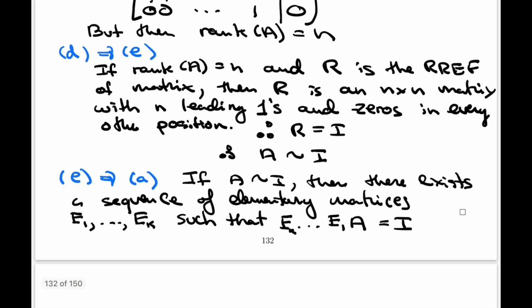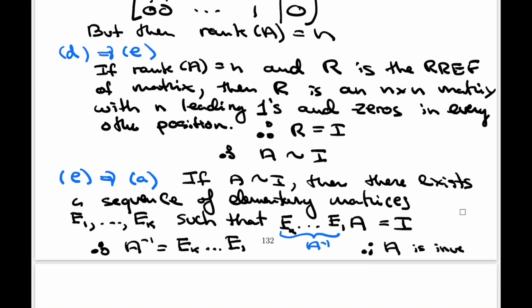Then, as you can see, we conclude that A inverse is equal to that product of matrices, EK times ... times E1. This time I'm not putting commas. This is an actual product. This entire product is A inverse, right? Because it's a matrix that times A equals I. And therefore, last conclusion, A is invertible. And this concludes the proof of the invertibility theorem.